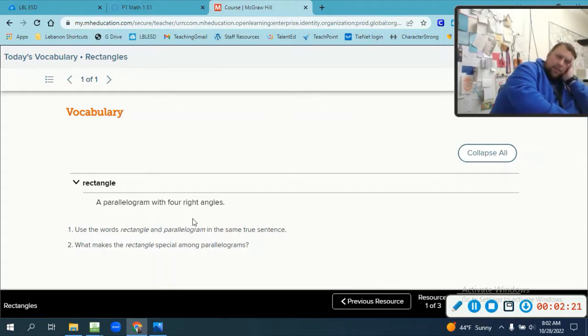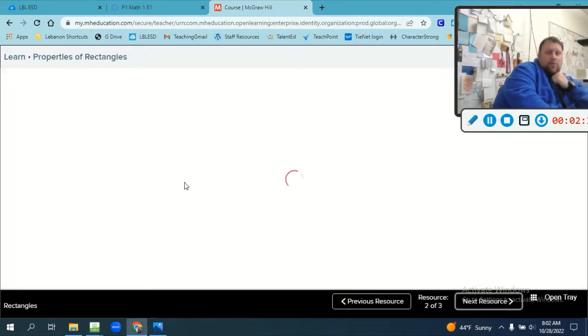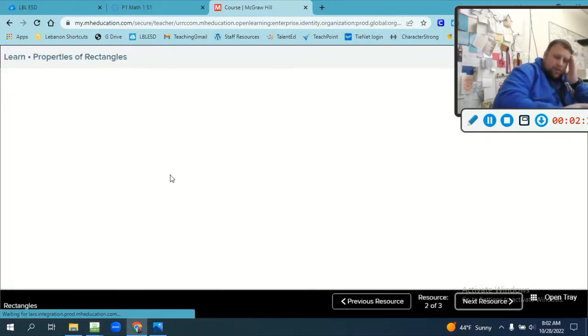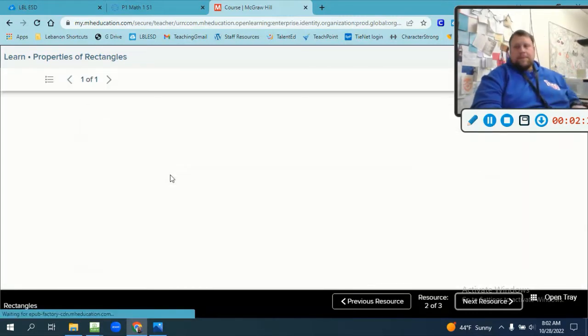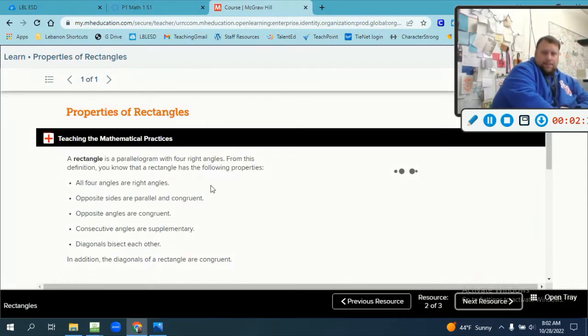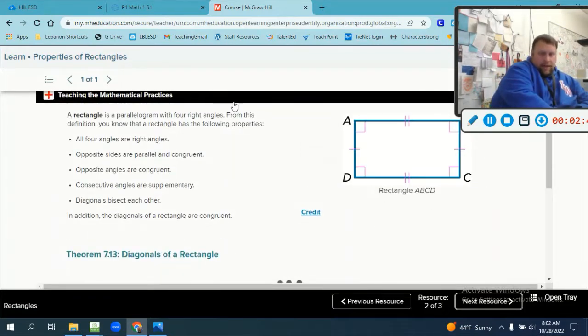A rectangle is a parallelogram with 4 right angles. Moving on to the next. So what does that mean? What are properties of rectangles? Under properties of rectangles, make sure you write this down. All 4 angles are right angles. We see that. Opposite sides are parallel and congruent.